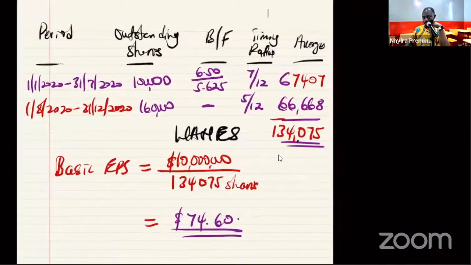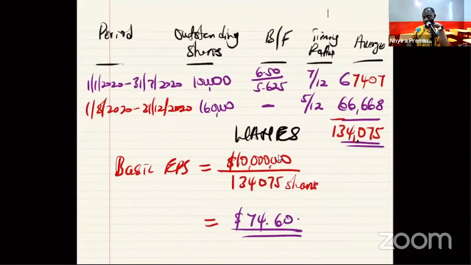So in putting everything into perspective, what we are saying generally is that under the basic earnings per share, there could be an issue at full market price.